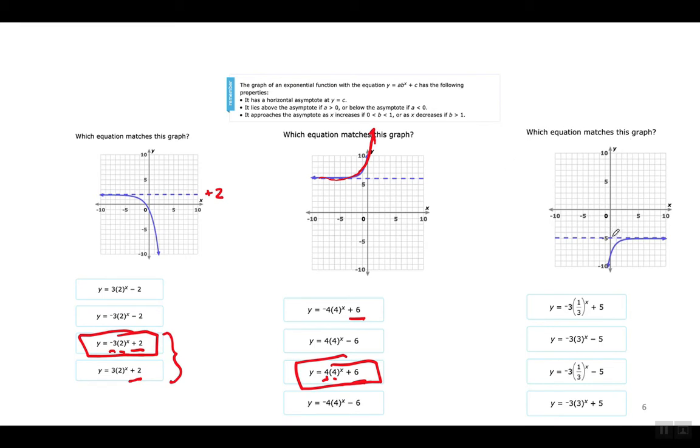So over here, look at my horizontal asymptote. It's located at negative 5. So my C has to be negative 5. It's either this one or this one. The graph of the line is below the horizontal asymptote, so A has to be negative. Both of these have a negative A as well. Now from left to right, the graph is getting closer to the horizontal asymptote. That means that B has to be a number between 0 and 1. So this would be my answer right here.